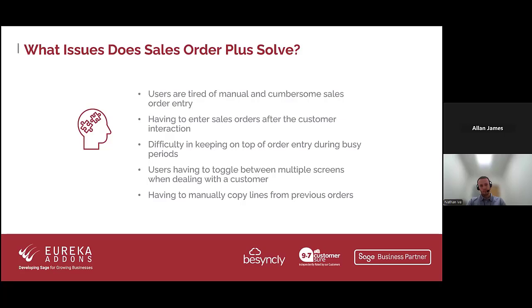Having to enter sales orders after the customer interaction lends itself to errors. There's difficulty in keeping on top of order entry during busy periods. Indeed, they might jot a note and say, oh, I'll enter that later, and then forget to enter it. Users have to come out of order processing and go into another screen to ask a customer question. All this is within the one screen; I don't need to leave the order processing screen. Users also have to manually copy lines from previous orders. So there's no adding lines from previous orders in Sage.